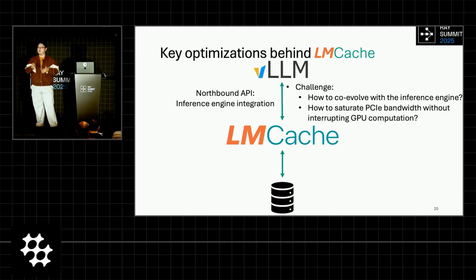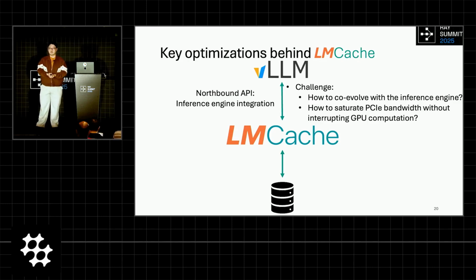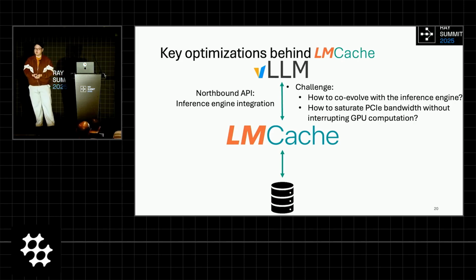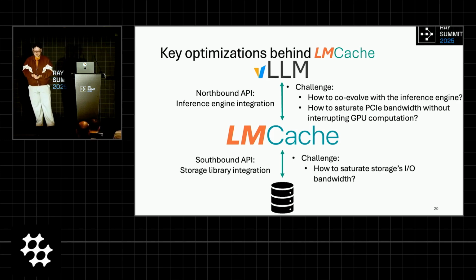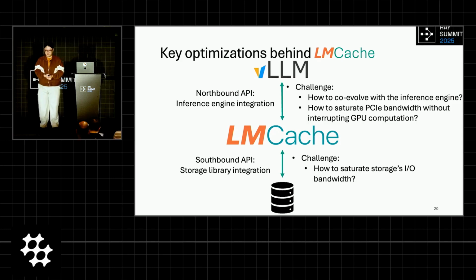For the northbound API, the challenge is twofold. First, how do you co-evolve with the inference engine? Since large language models are such a fast-paced space, how to co-evolve with the inference engine is a very important practical concern. Also, performance-wise, how do you saturate PCIe bandwidth without interrupting GPU computation? This is basically all the engineering magic that we do there. For the southbound API, which is the storage library integration, the main challenge is how to maximally saturate the storage libraries' IO bandwidth, letting them load KV cache as fast as we can.